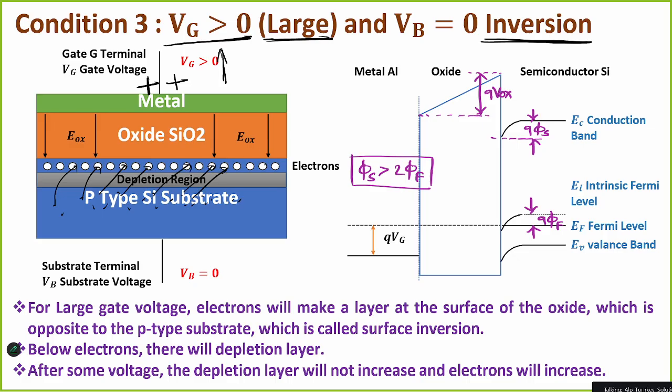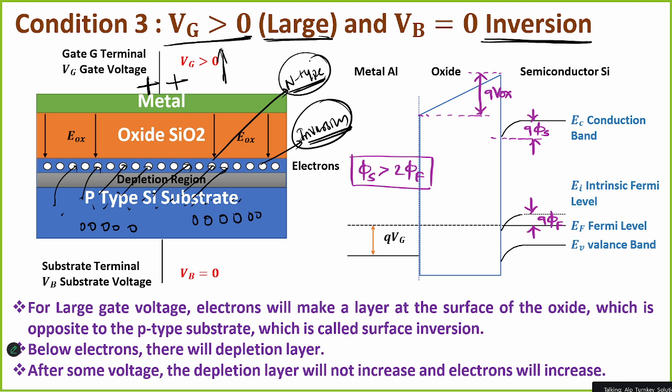That we call as what? Inversion. Inversion layer. So here, in the p-type substrate, what are the majority carriers? Holes are the majority carriers. But in the p-type substrate, n-type material is forming. That we call inversion. Here VB is anyway 0. So why do we call it inversion?